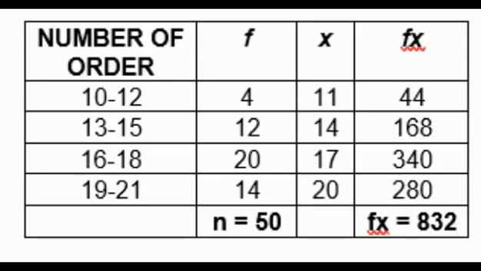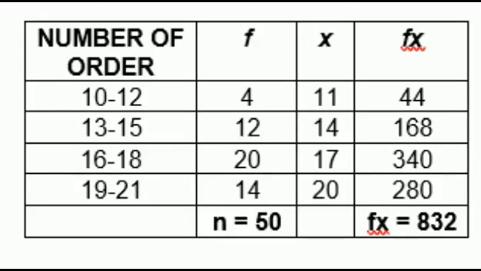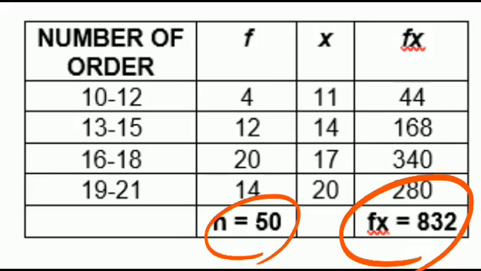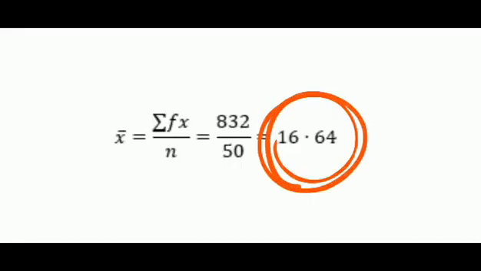So for example, the table gives the frequency distribution of the number of orders received each day during the past 50 days at the office of a mail order company. Calculate the mean. So we substitute: mean equals summation of fx over n, and the table shows that the summation of fx is 832 over n, which is 50. That will result to 16.64. Therefore, the mean of the set of data is 16.64.